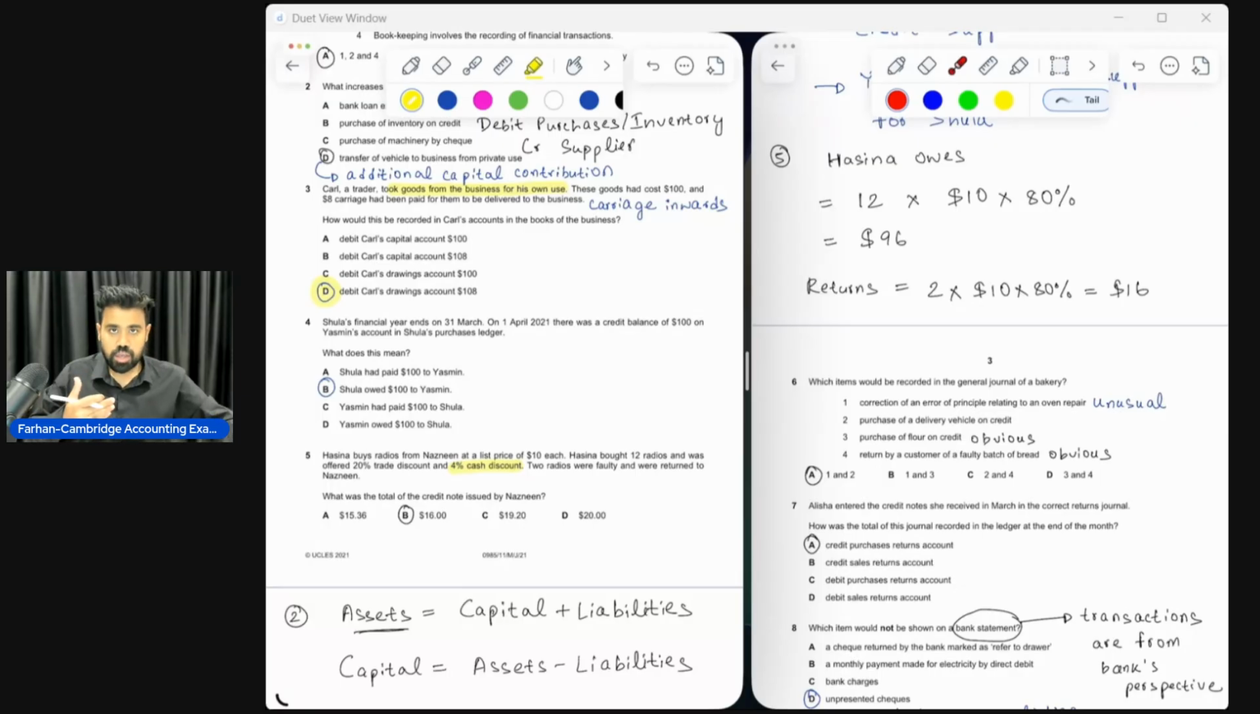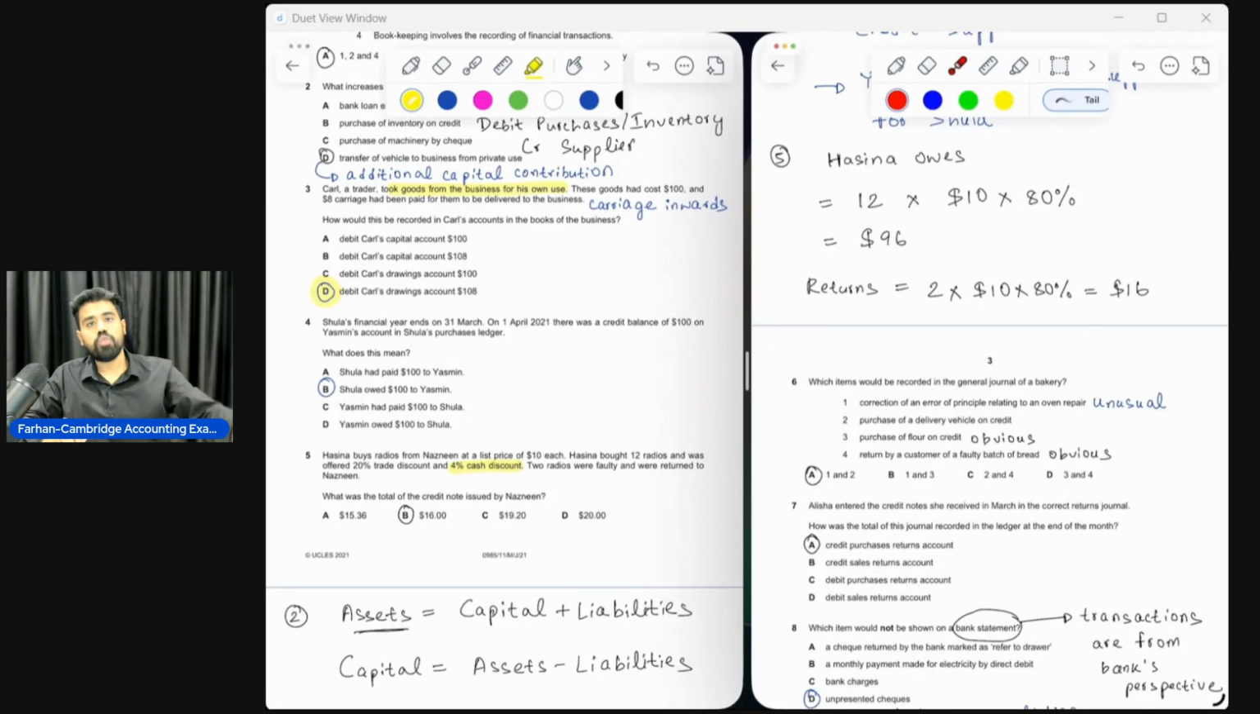Now, initially, when Hasina would have bought these 12 sets of inventory, how much would Hasina owe? Hasina would buy these 12 sets of inventory, which are the radios, at a list price of $10 each. But because of the good relationship between Nazneen and Hasina, Hasina gets to buy them at 80% of the list price, which is after deducting the 20% trade discount, right? So Hasina would owe Nazneen $96 initially when the 12 radios would have been sold.